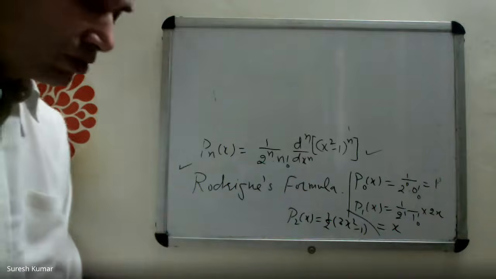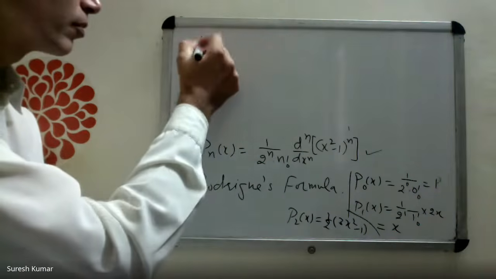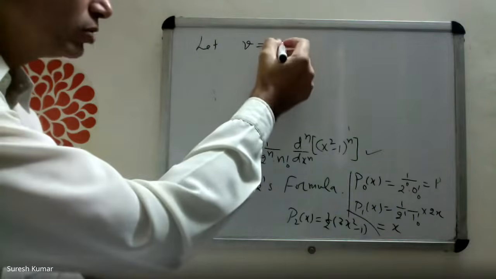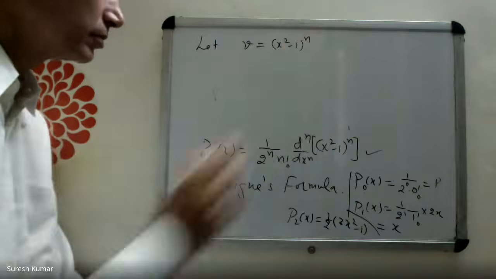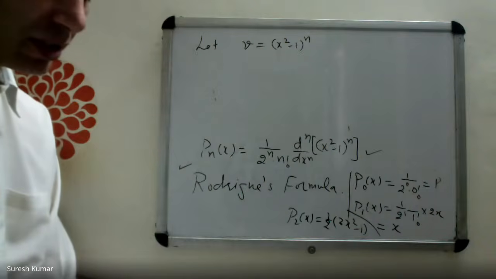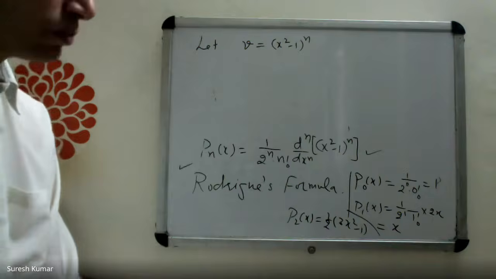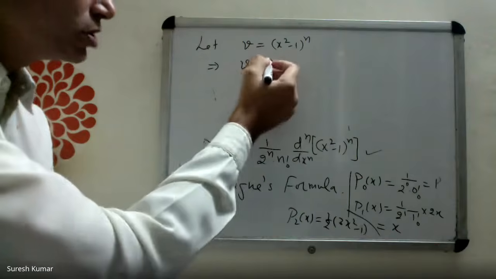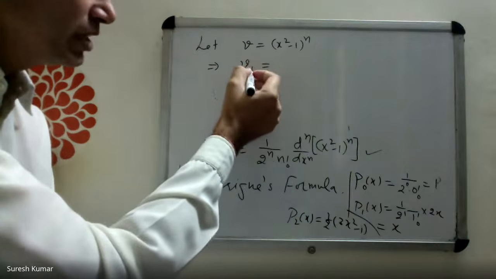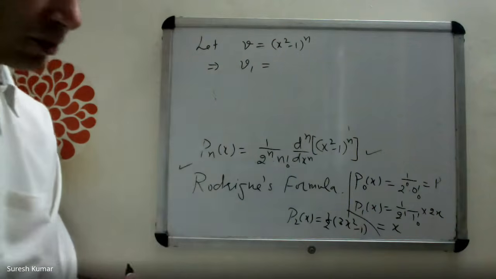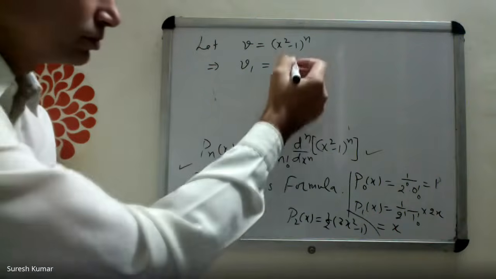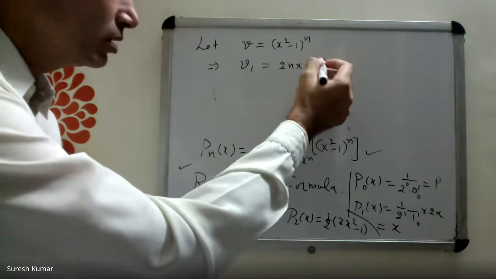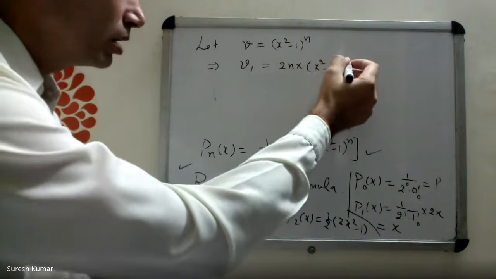Okay, let's prove this formula, the Rodrigues formula. Start with this step. Suppose v equal to (x square minus 1) power n. See these steps carefully. These are easy. Just you have to see once. Differentiate this function one time with respect to x. I'm denoting dv by dx by v1. Okay. So what is v1? 2nx (x square minus 1) power n minus 1, right?